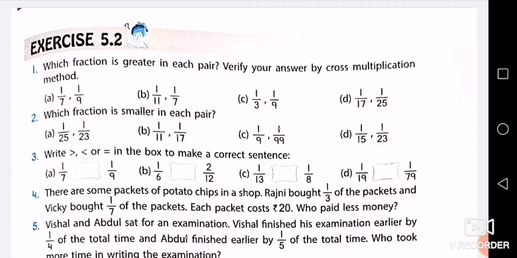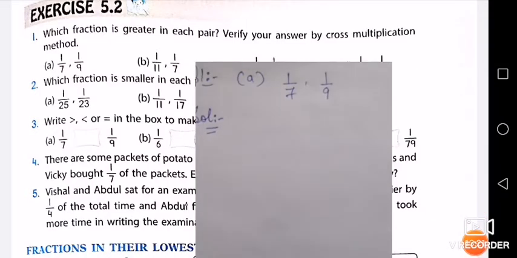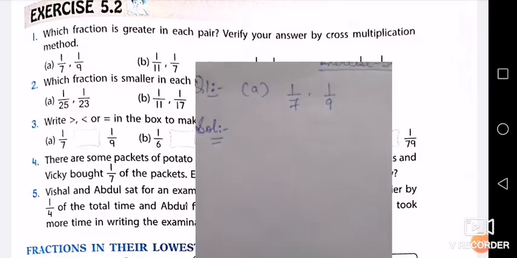So whenever it is given that by cross multiplication, then you are supposed to do the question by using the cross multiplication method only. So let's start with question number 1 by using the cross multiplication method. A part we will start right now. So let's start our question number 1 of exercise 5.2. In this question you are supposed to use the cross multiplication method.